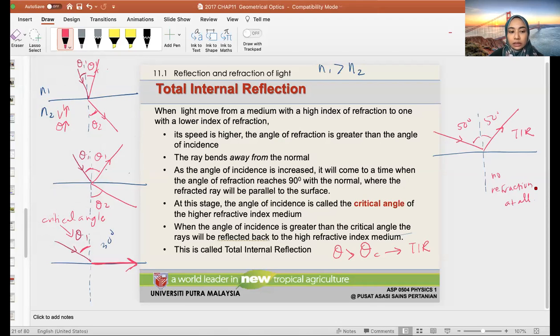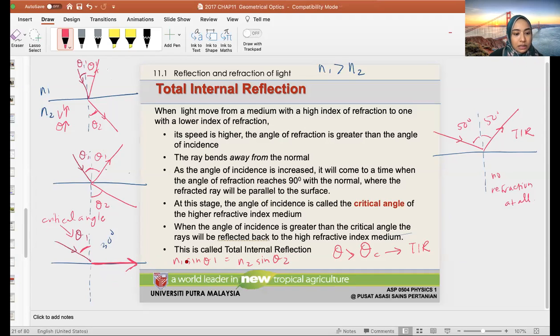Okay, total internal reflection, total reflection of light back into the medium. Okay, so that is TIR. And when does the critical angle happen? This happens when, remember, we had the ratio N1 sine theta 1 equals N2 sine theta 2, right?